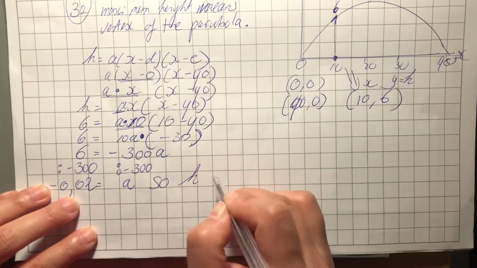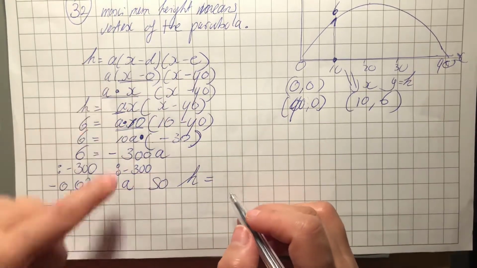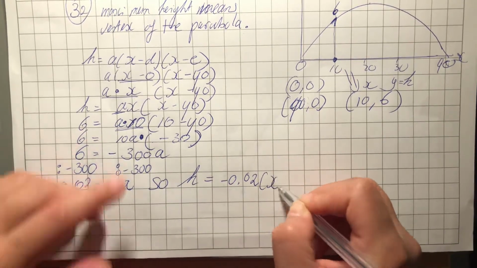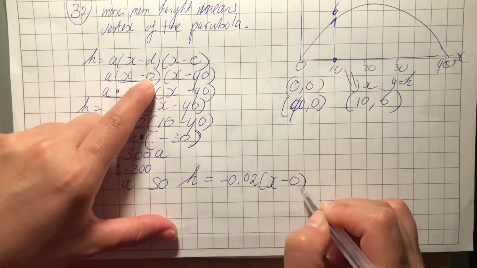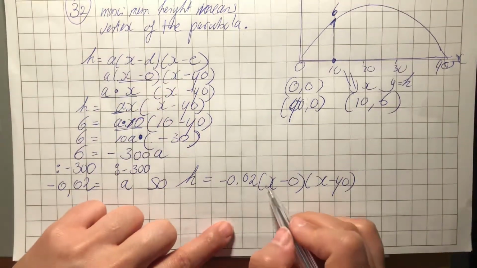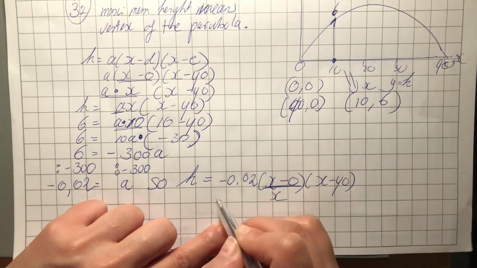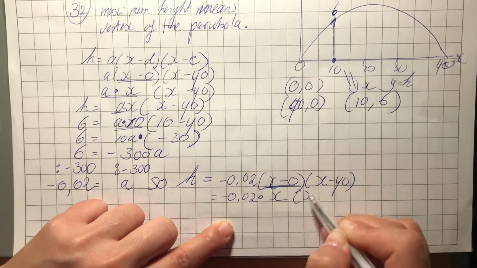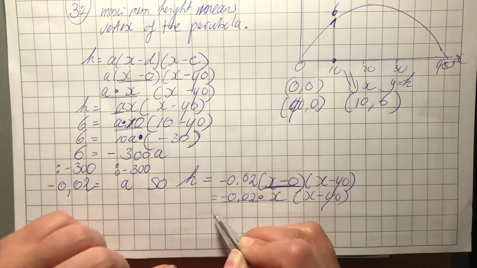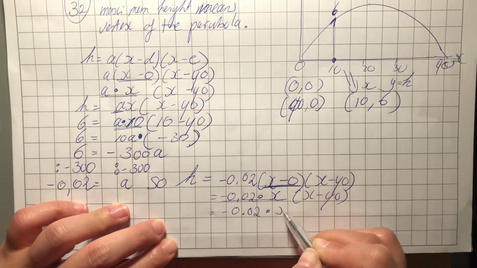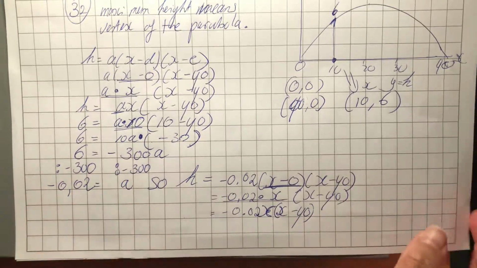So h, we can write down the formula. We got the a is negative 0.02 times x. Hey, this was minus 0, right? And over here we have x minus 40. We knew that x minus 0 was just x, so you get negative 0.02 times x, opening bracket, x minus 40. Write this even better. You get negative 0.02 times x, behind it, opening bracket, x minus 40.